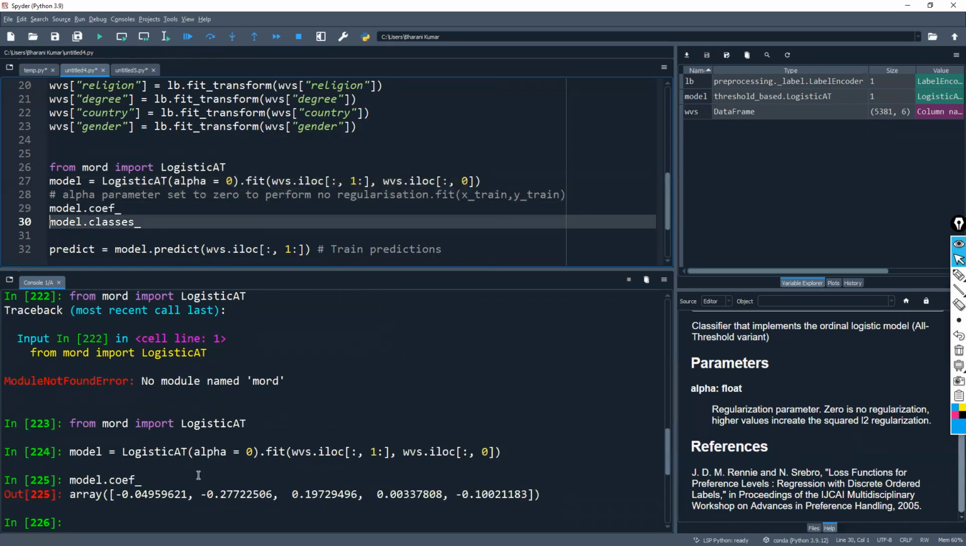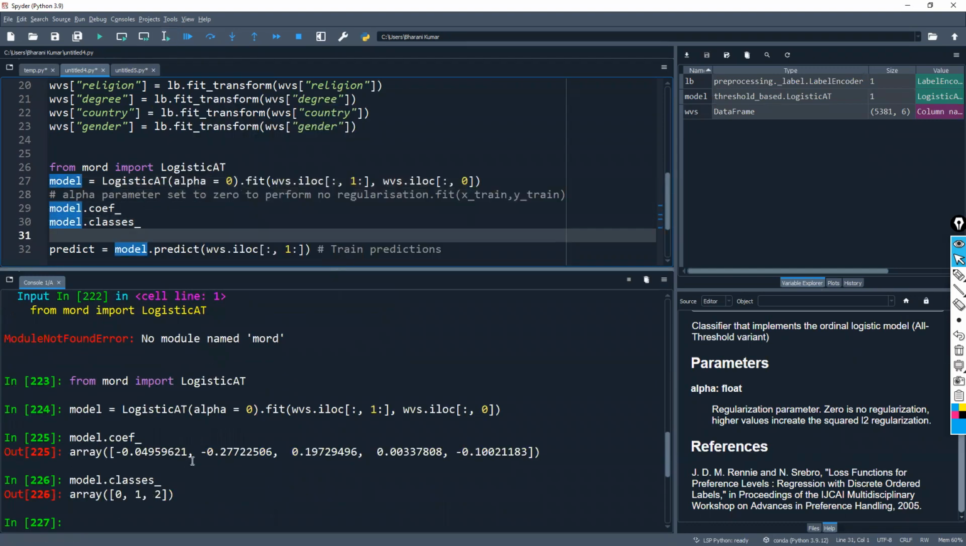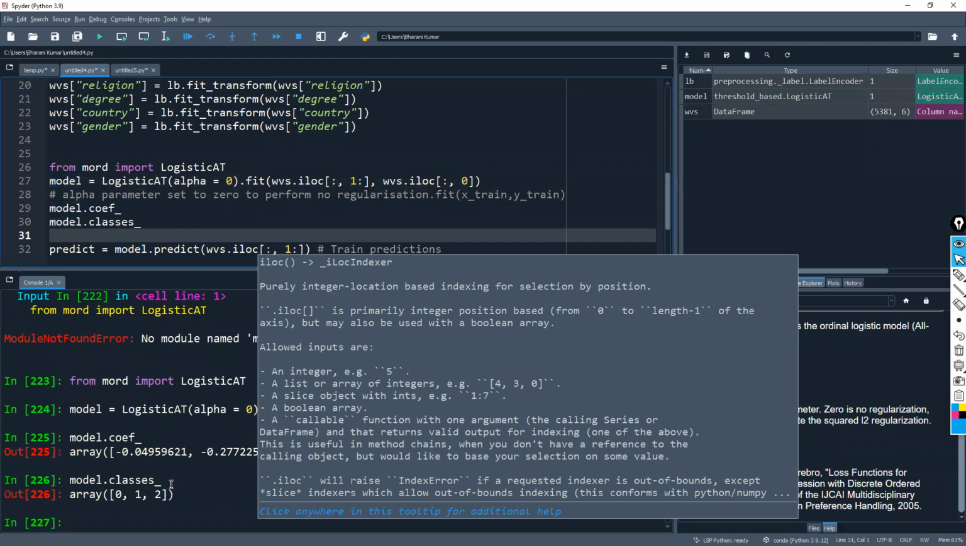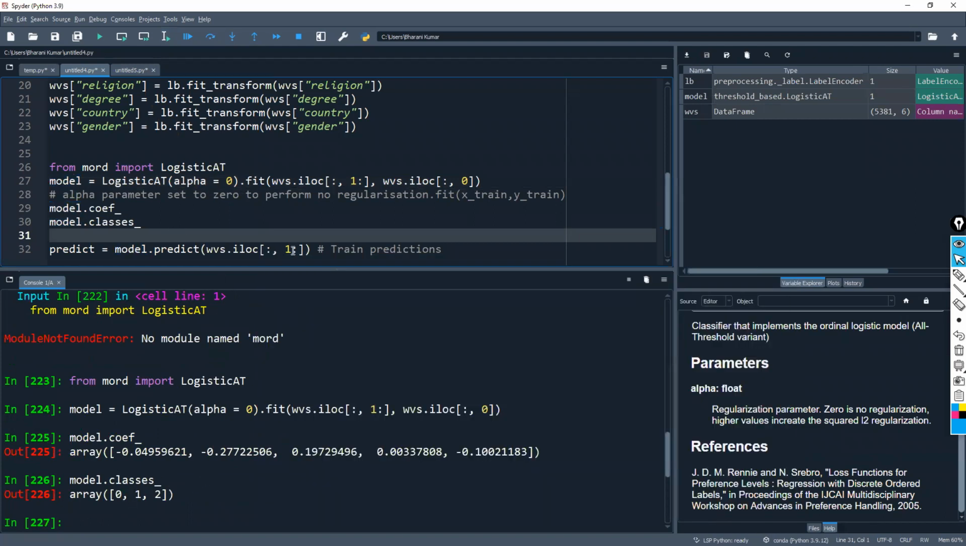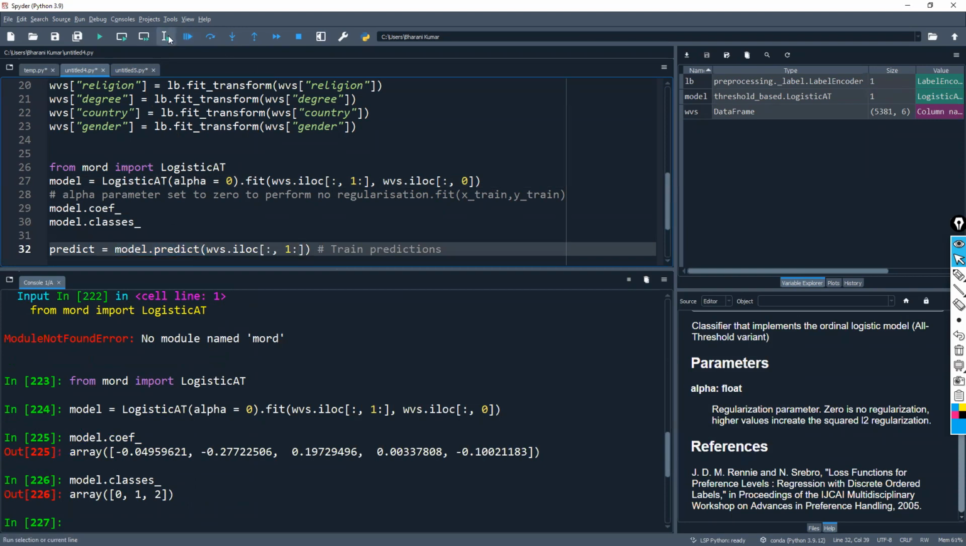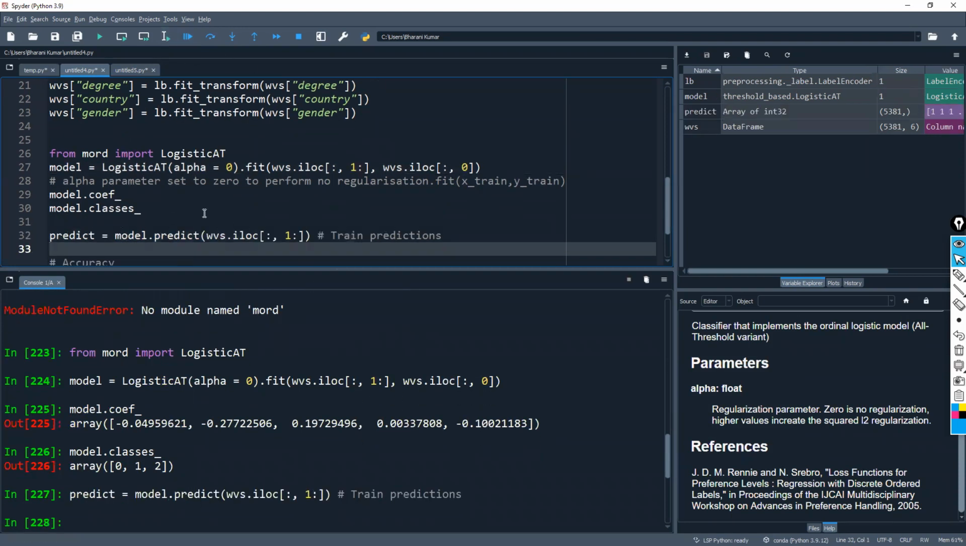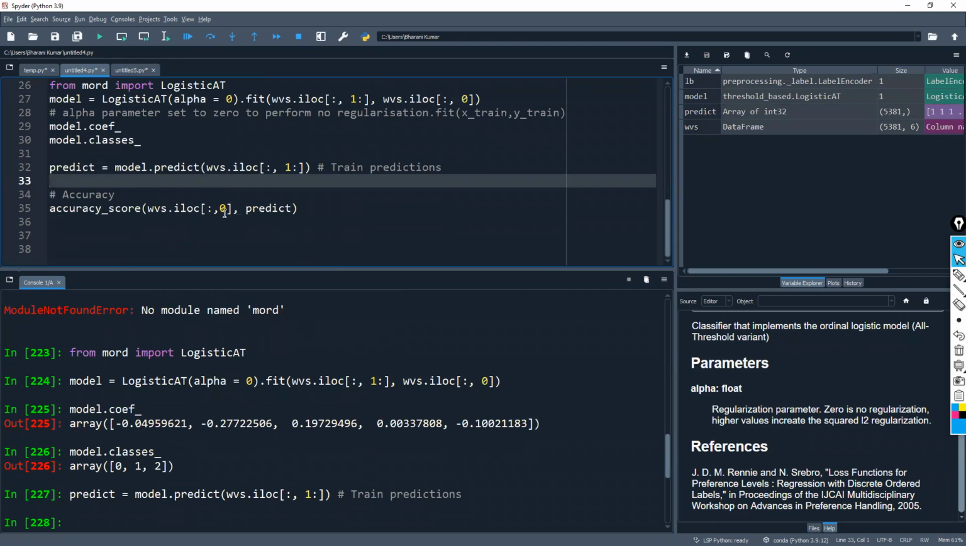Then you have the model coefficient values. You can look at the classes. You have 3 classes, 0, 1, and 2. Then you're saying take the model and predict on the inputs. Then you get the predicted values. Then simple, compare the predicted values with the actual values.